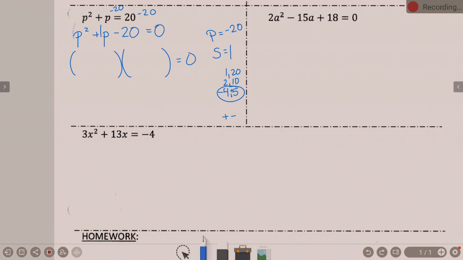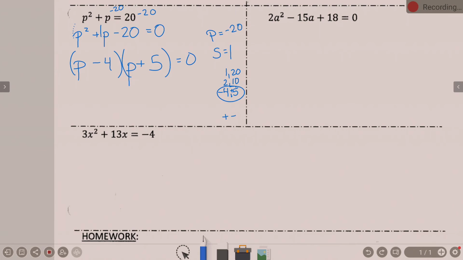Now, I didn't start filling these parentheses in at all yet. What's p squared do? P minus 4 and P plus 5. Good. P minus 4 and P plus, that's supposed to be plus 5. I tried to put a plus sign in there. It didn't turn out too great.